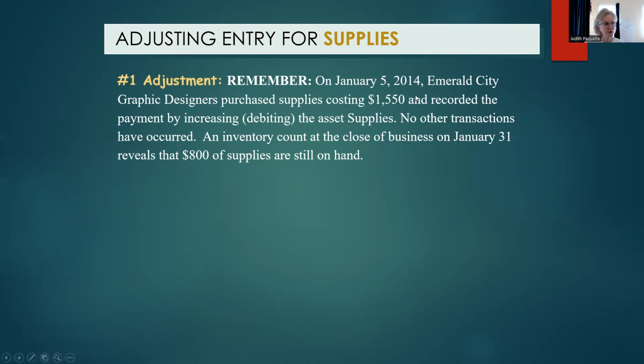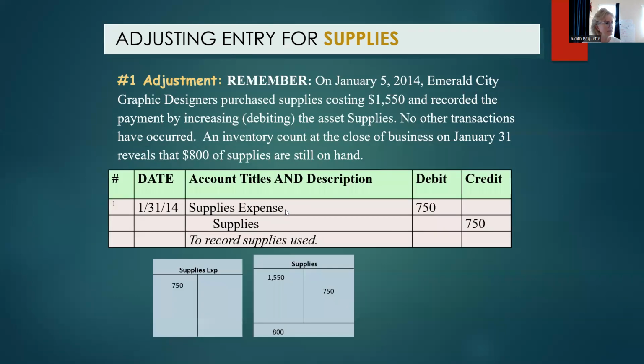So it's like Friday night you had $1,550 in your wallet. Monday morning you have $800 in your wallet. How much did you spend? And of course it's the difference, right? So debit supplies expense $750, credit supplies.